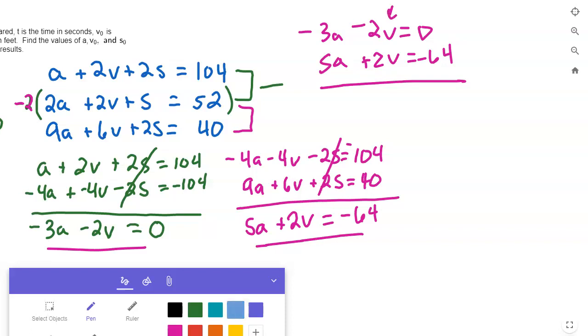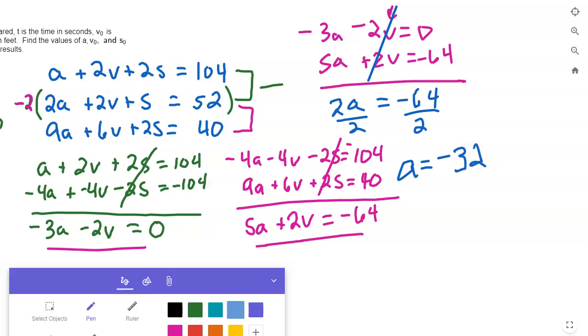And so the v's would be 0 if you add them. You'd have 2a equals -64, and then you divide by 2, and we get the number we're after. So a, our acceleration due to gravity, is -32 feet per second squared, on the Earth. And so we have one of the numbers that you typically see in a physics classroom.